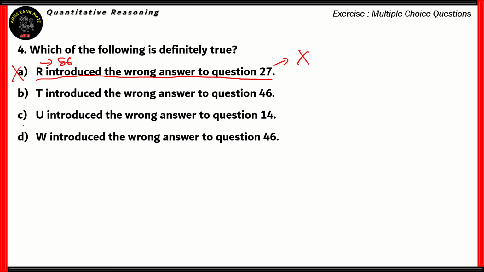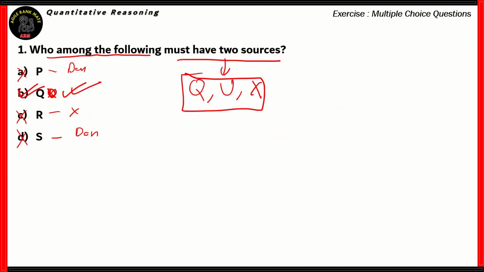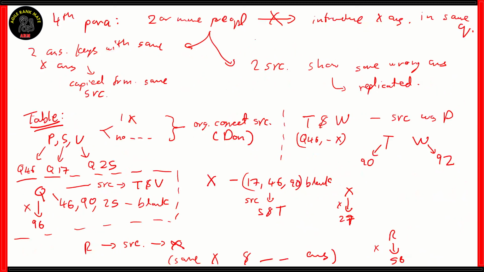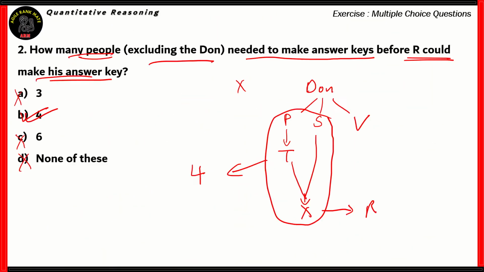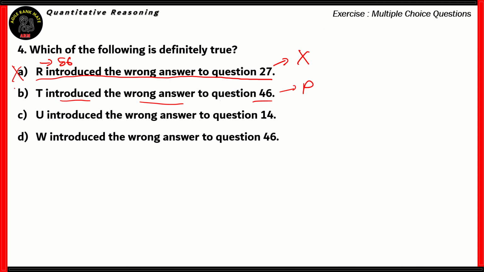Now, the next question. T introduced the wrong answer to question 46. Now, we know that 46 is actually created by P. You can refer to my notes to see that. So over here, P, S, and V were created from the dawn, so P created 46 as incorrect. Now, if you look at T, T is actually the originator of 90. So as you can see, our second statement, option B, is also incorrect. 46 was created by P, and T gave birth to 90.